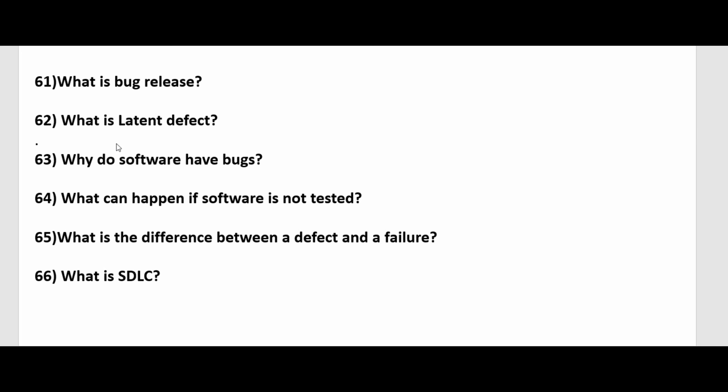What is latent defect? The defect is an existing defect in the system that has not yet caused a failure as the exact set of conditions has never been met. Now, why do software have bugs? Software development cycle involves humans at all levels, which makes software prone to human errors, and also it is prone to technical errors.